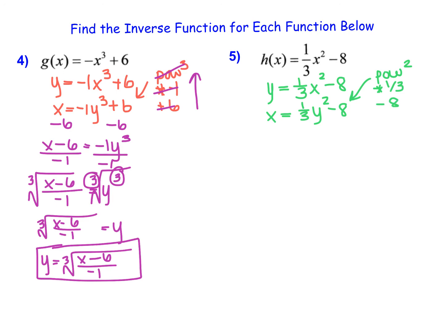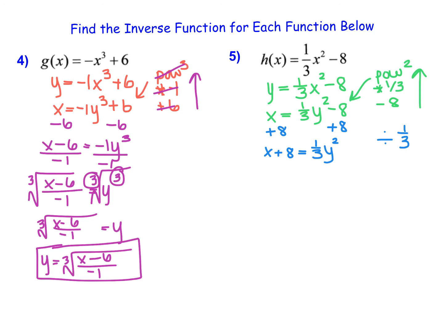So when we write our inverse function, it needs to be the opposite of those functions, and then in the opposite order. So in order to start, we're going to undo that subtraction of 8. So we're going to add 8 to each side. So we have x plus 8 is equal to 1/3 y squared. Now, in order to undo that multiplication of 1/3, I have to divide both sides by 1/3.